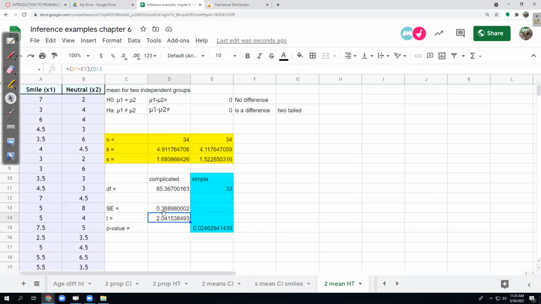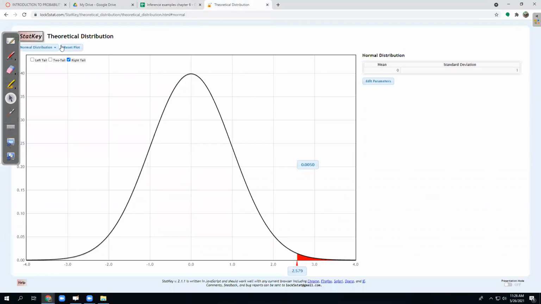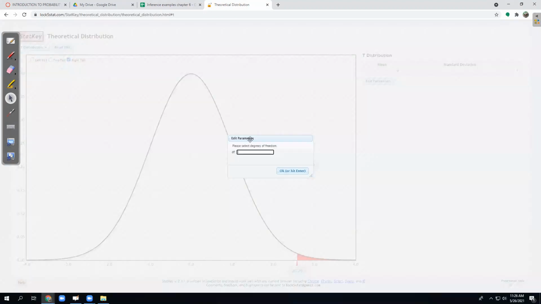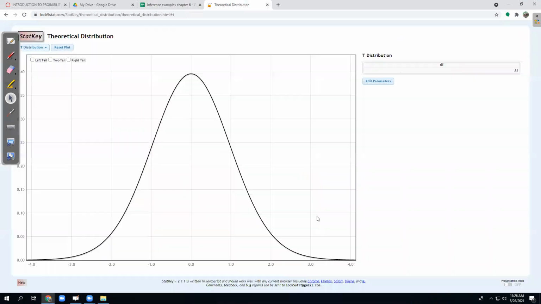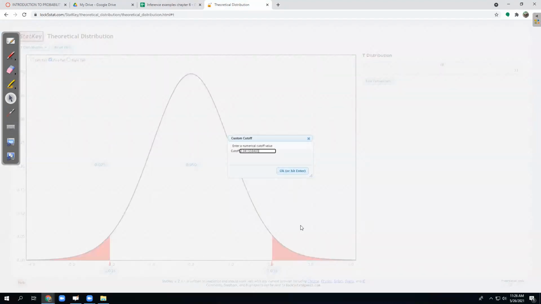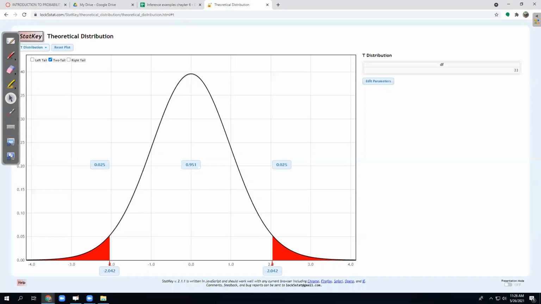In StatKey, I need that t-value. Copy that. Head over to StatKey here. I need not the normal distribution, but a t-distribution. Degrees of freedom is 33, right? One minus the smaller sample size in this case. And then I want a two-tail, and I can just paste in that number from my spreadsheet. And so, oh, interesting.